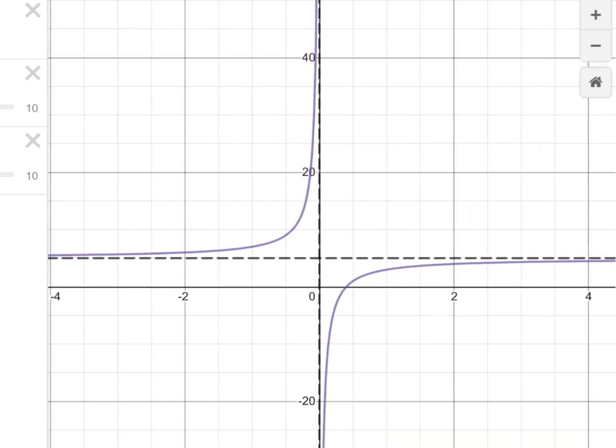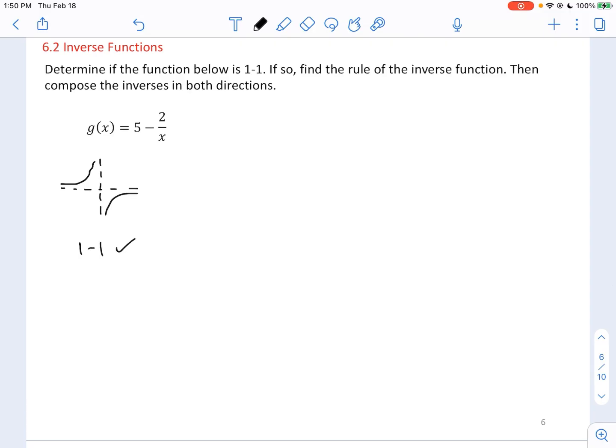Does it pass the vertical line test? The answer is yes. Does it pass the horizontal line test? The answer will also be yes. So this is a 1-to-1 function. 1-to-1, check. If so, find the rule of the inverse function. Okay, so our first step is to change the g of x to a y. So we have y equals 5 minus 2 over x, and now we simply solve for x.